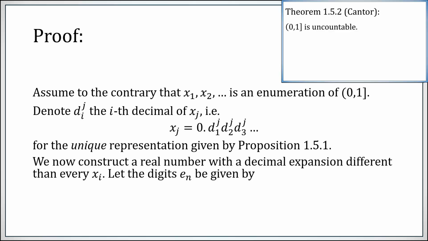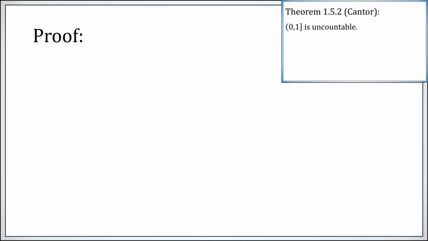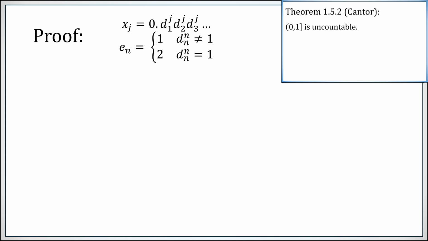Now let's construct a real number. We're going to show that the decimal expansion is different from all of those. So let the digit e_n be given by 1 if the nth digit of x_n is not 1, or 2 if the nth digit of x_n is 1. Let's be pretty clear about how we're picking these e's.